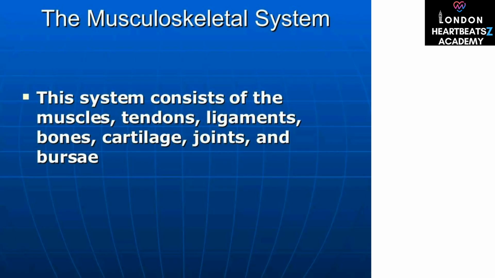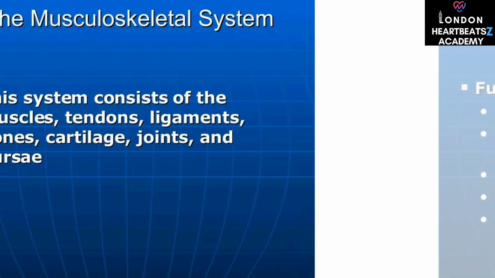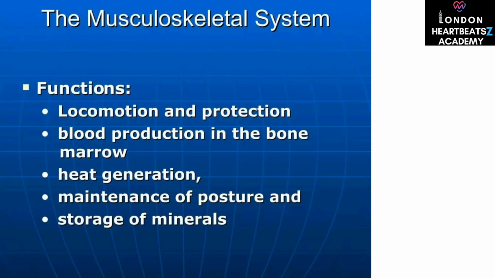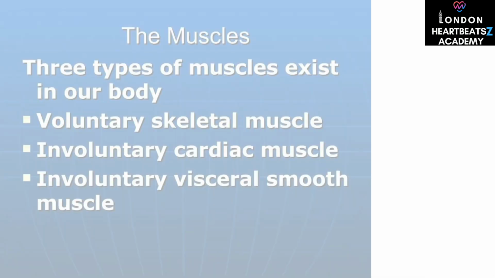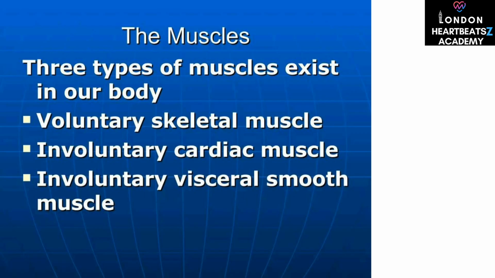The parietal lobe processes sensory information like touch and temperature. The musculoskeletal system consists of the muscles, tendons, ligaments, bones, cartilage, joints, and bursae. Key functions of this system include locomotion, protection, blood production in the bone marrow, heat generation, maintenance of posture, and storage of minerals.